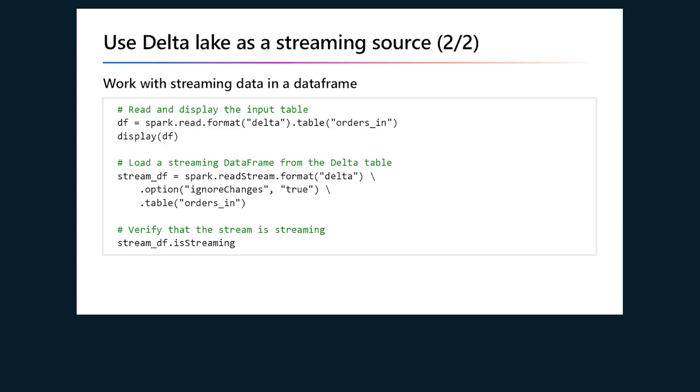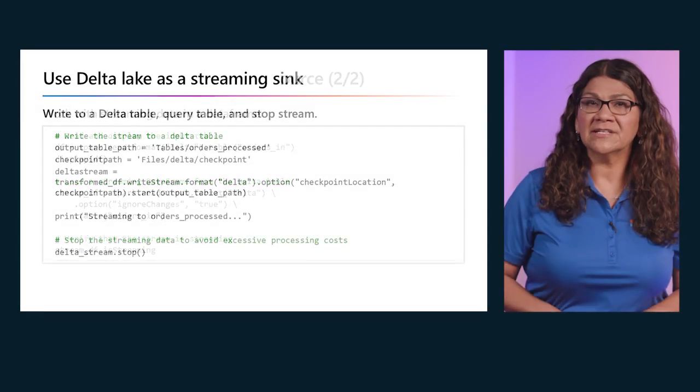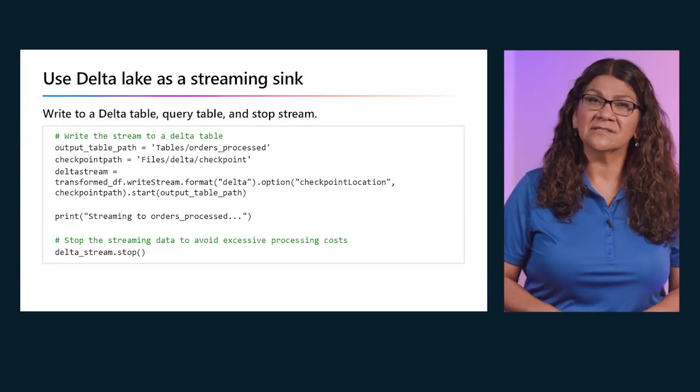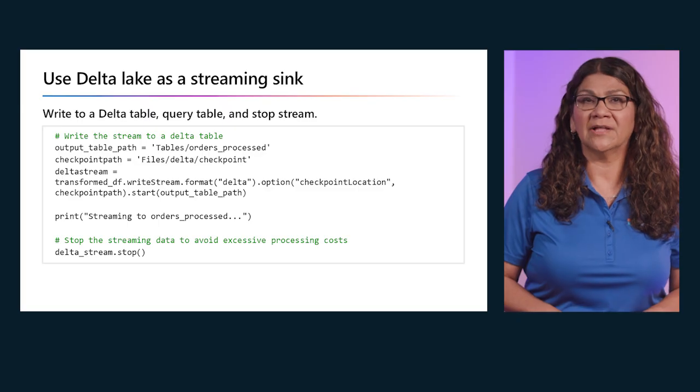After reading the data from the Delta table into the streaming data frame, you can use the Spark Structured Streaming API to process it. For example, you could count the number of orders placed every minute and then send the aggregated results to a downstream process for near real-time visualization. Once the streaming data has been used as a source, it is written to a Delta table as shown in the code.